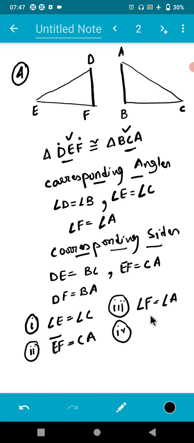And what is the last question? The last question is DF. Now we have to see what is the corresponding side to DF. DF is equal to BA. Now we will give this sign here also and here also.